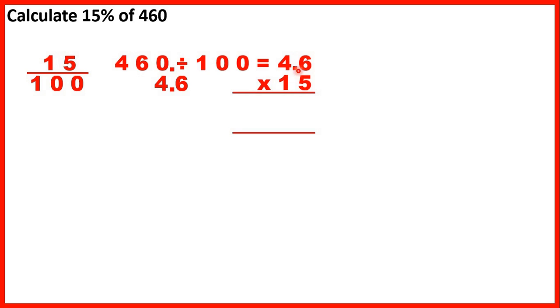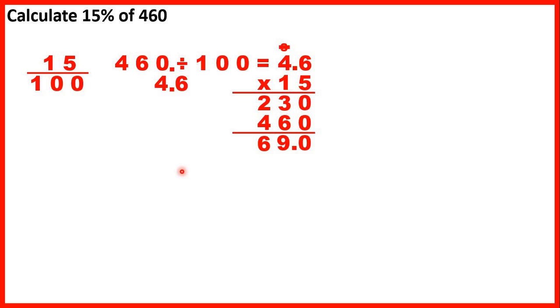Remember, if we have a decimal point in a multiplication question, we need to copy the decimal point down into our answer. 6 times 5 is 30, so 3 0. 4 times 5 is 20, plus 3 is 23. We can cross out our working, write a 0 in our second answer line. Now 6 times 1 is 6, 4 times 1 is 4, and if we add up our answer lines, we get 69.0 or 69 as our answer.